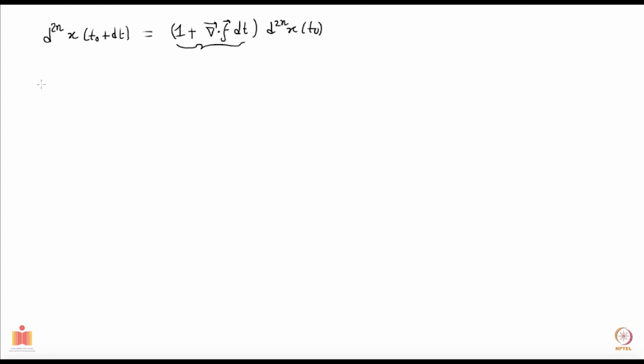Now let's look at the volume. So the volume at t naught plus dt, okay, is just obtained by integrating all the differential volume elements.